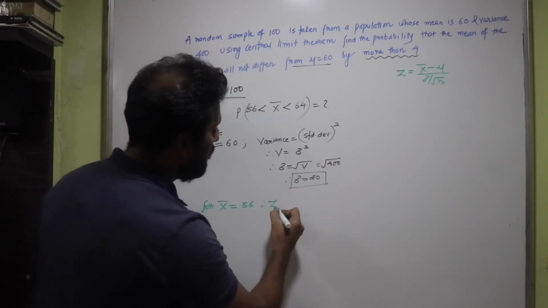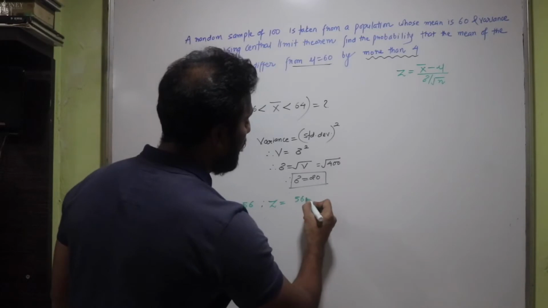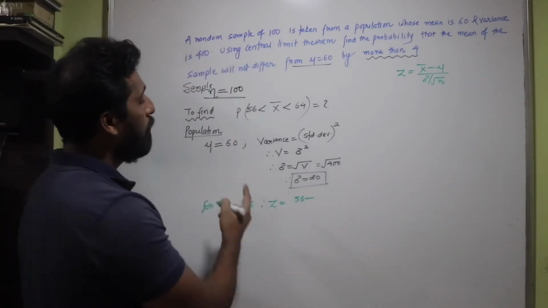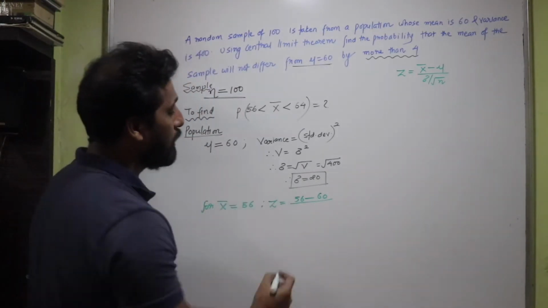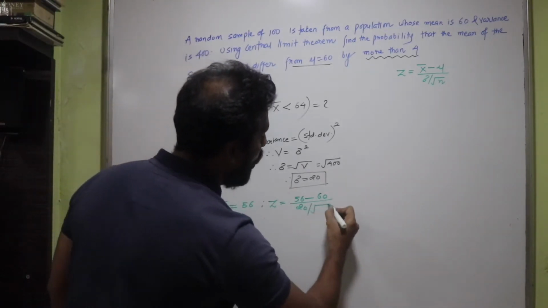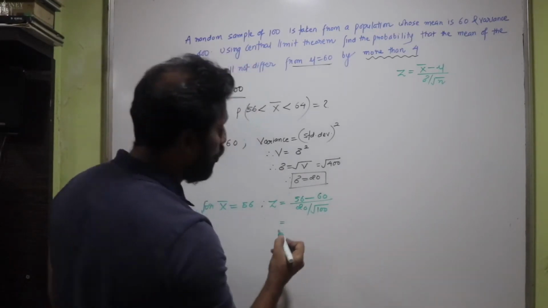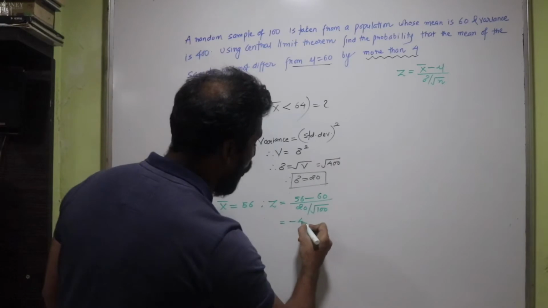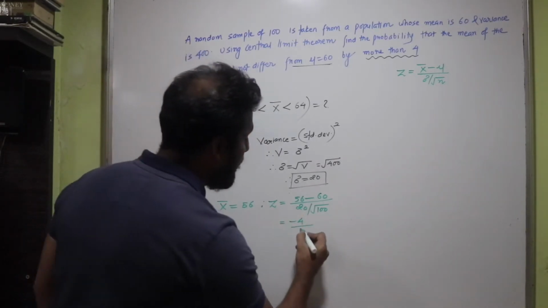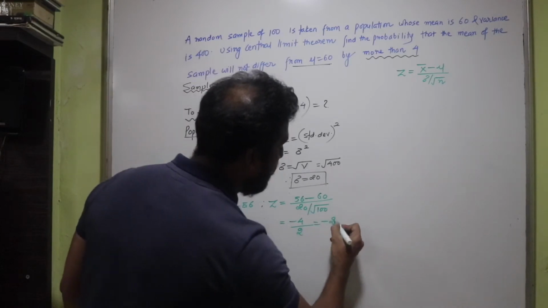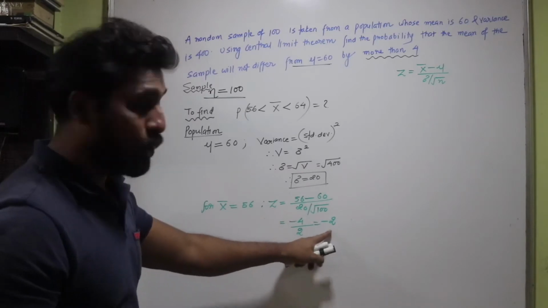So here z comes out to be, when x bar is 56, 56 minus the value of mu. The value of mu is 60, so I write 60 here, upon sigma. The value of sigma is 20, so I write 20 upon root of n, n is 100, so I write 100 here. It simply comes out to be 56 minus 60 is minus 4 upon 20 upon root of 100 is 10, so 20 upon 10 gives me 2. So the value comes simply minus 2. That means for x bar equal to 56, the value of z came minus 2.